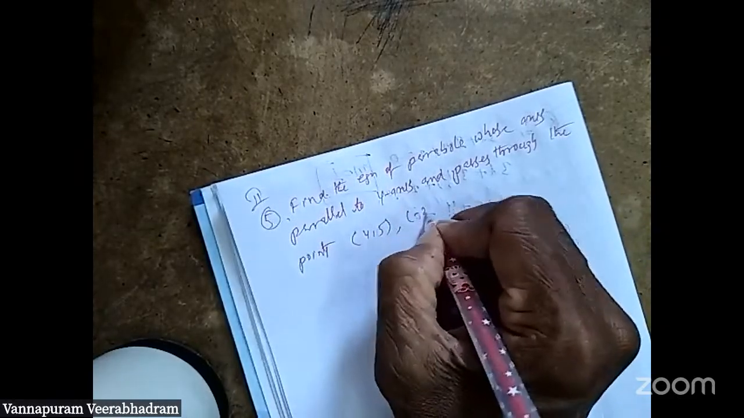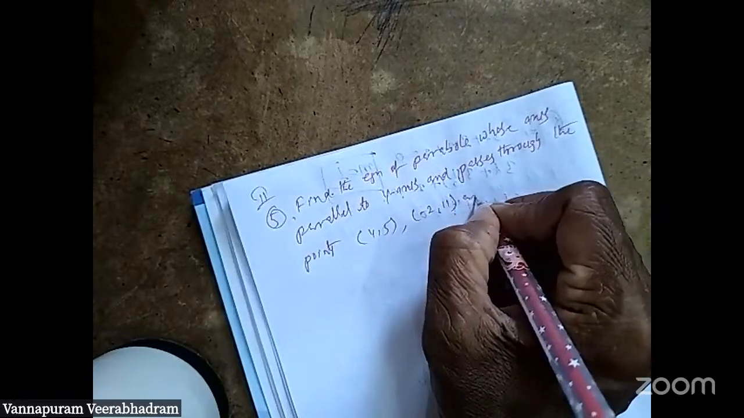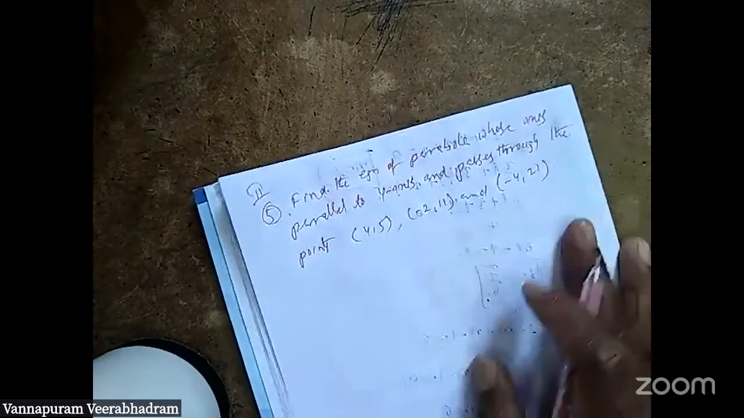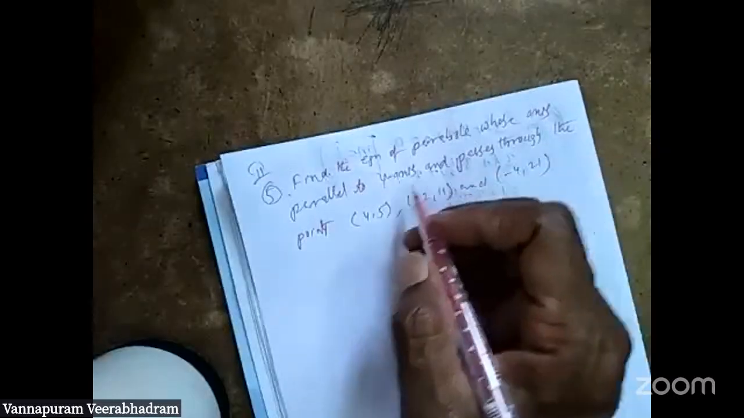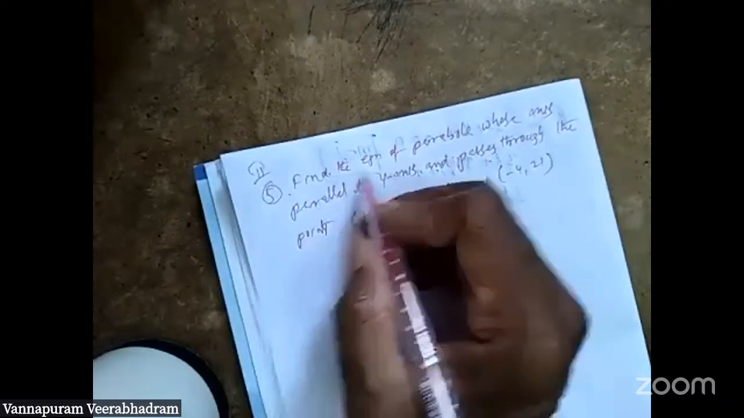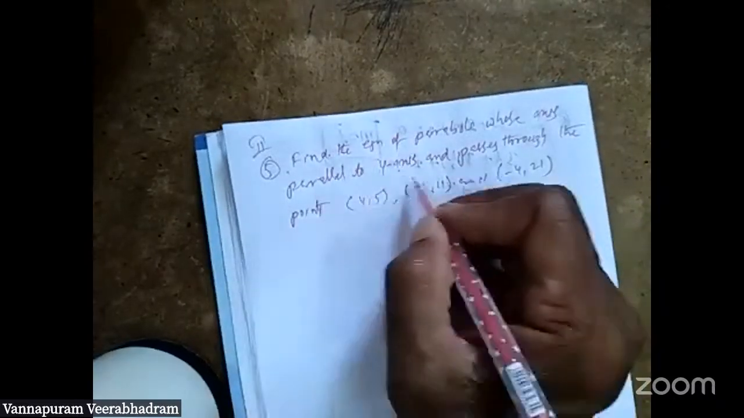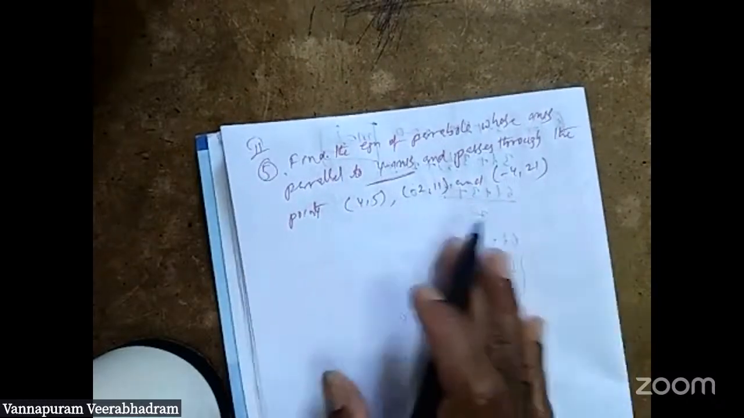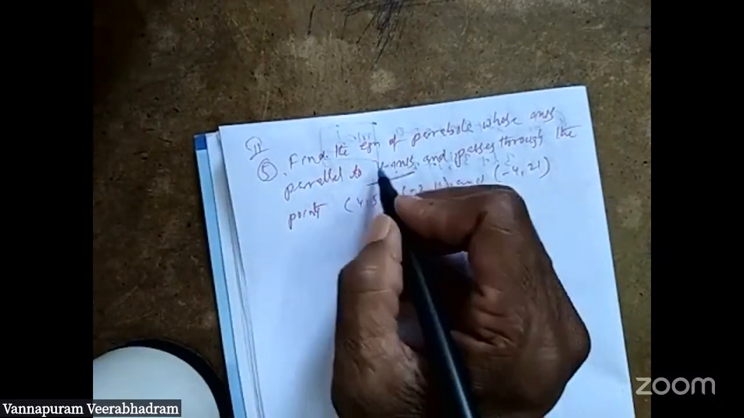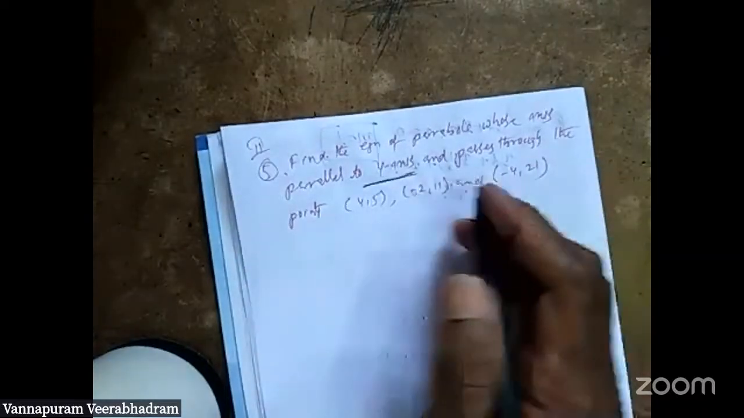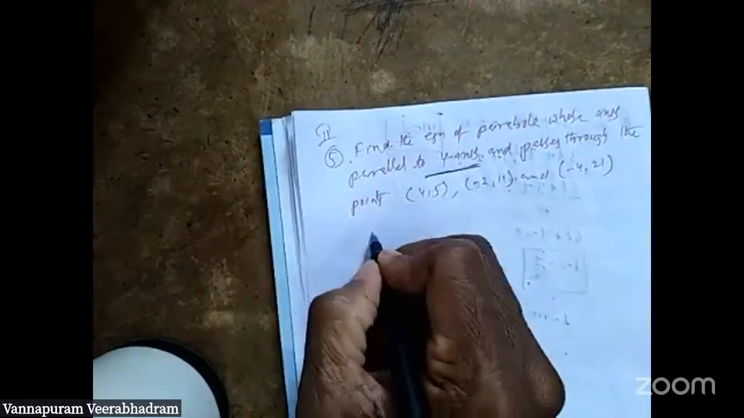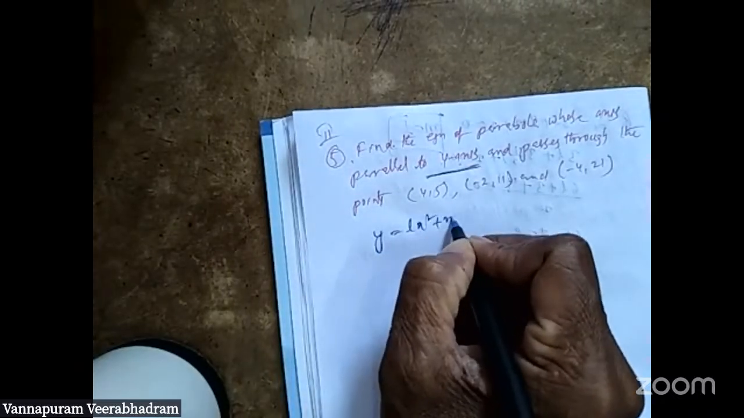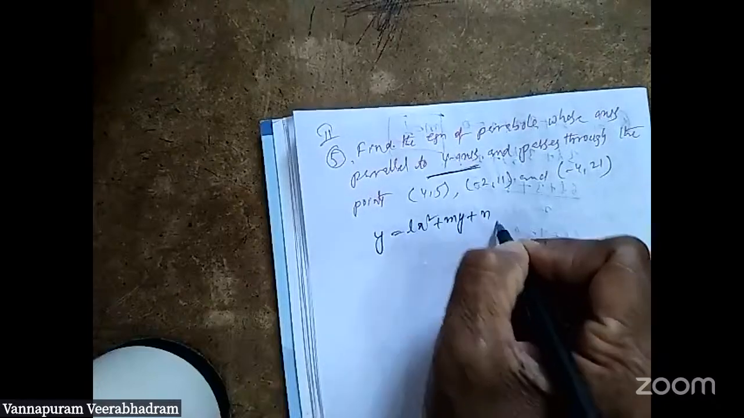minus 2 comma 11 and minus 4 comma 21. Here what is given in the question? Find the equation of the parabola whose axis is parallel to y-axis. So here we discussed already that the equation of the parabola whose axis is parallel to y-axis is given by y equal to lx square plus my plus n.